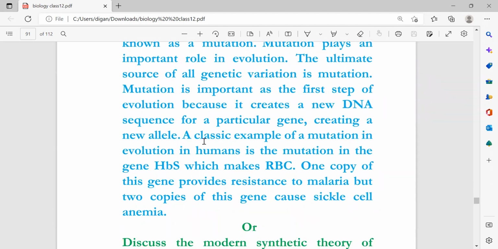A classic example of mutation in the evolution of humans is the mutation in the HBS gene, which makes the RBC. One copy of this gene provides resistance to malaria, but two copies of this gene cause sickle cell anemia.